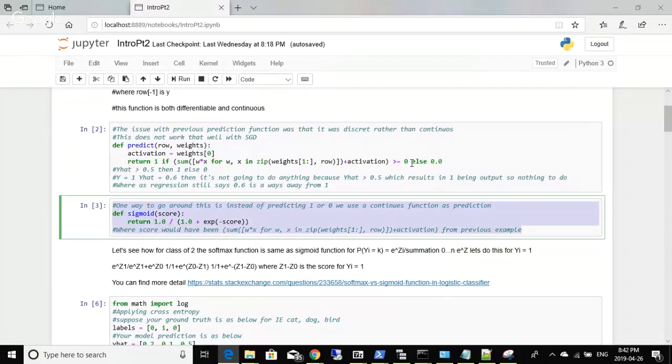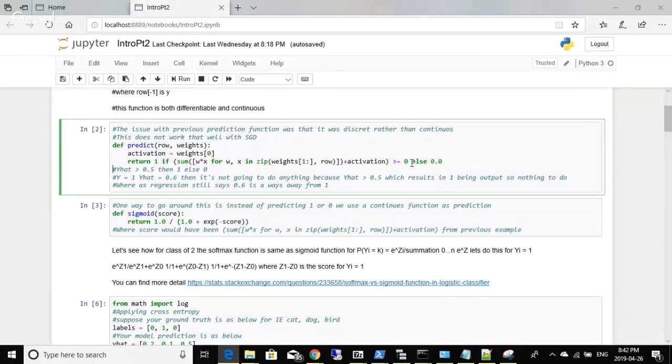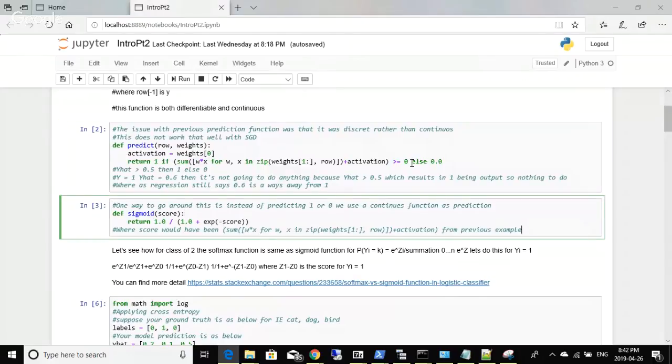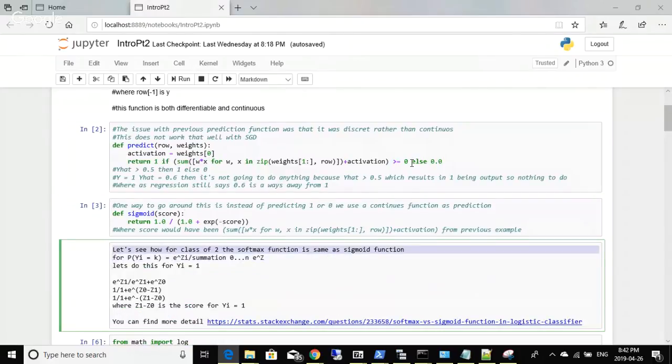Okay, the score in here would have been this result here. This is essentially the linear activation result, the result of everything going into it. One of the exercises: how can I show softmax is the same as the sigmoid function for two outputs, for two classes?